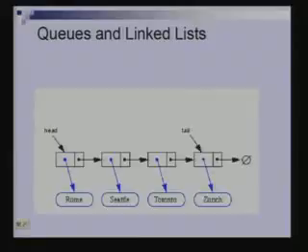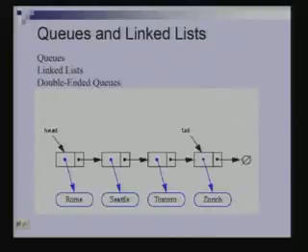Last lecture we looked at stacks as a data type. We saw how to implement stacks using an array. Today we are going to look at queues and linked lists, and in the later part of the class today we are going to do sequences. So in the first part of the class today I am going to do queues, linked lists and double-ended queues.